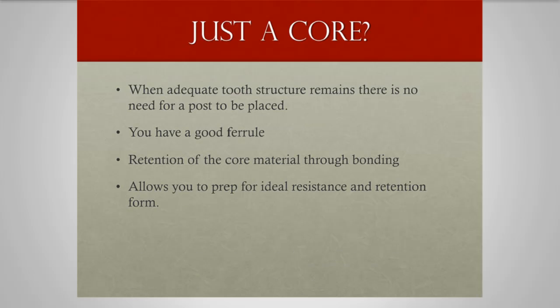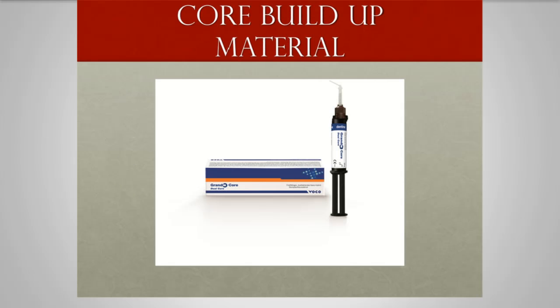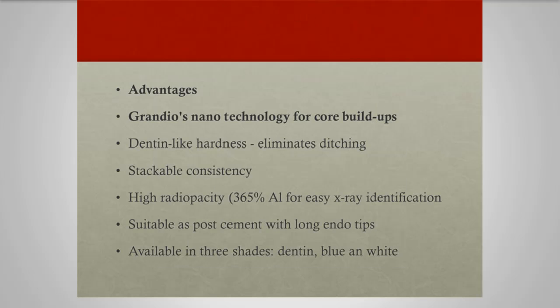But what about just the core? Well, we have to have adequate tooth structure, like I showed you before. Must have a good ferrule, all right? Use of dual cure, good bonding agents, and then you're going to just prep the tooth to an ideal preparation. So in this case, we use some Grandio. Again, it's got good radiopacity. It's stackable. I mean, all the things.